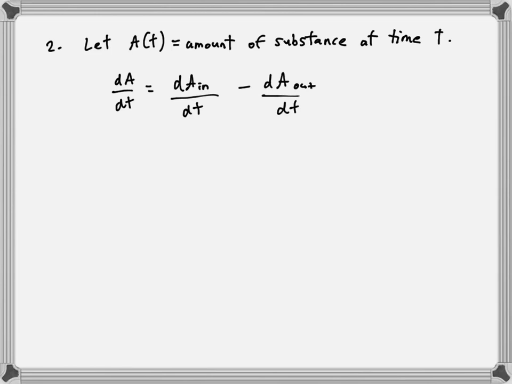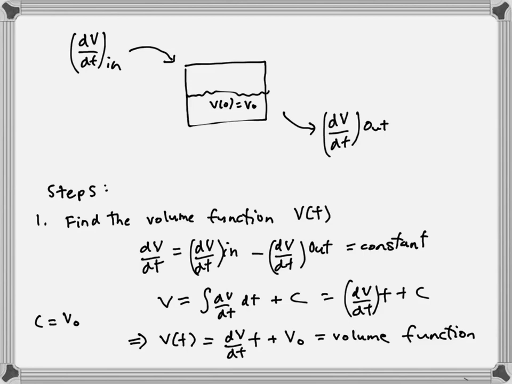Okay, so where do we get these numbers from? Remember that the concentration is given by the problem, of what's coming in and also of what's coming out. So let's go back here to our picture. dA in with respect to dt is going to equal whatever the concentration is of the fluid coming in times the volume, or the rate of change of the volume coming in. Okay, now what about coming out?